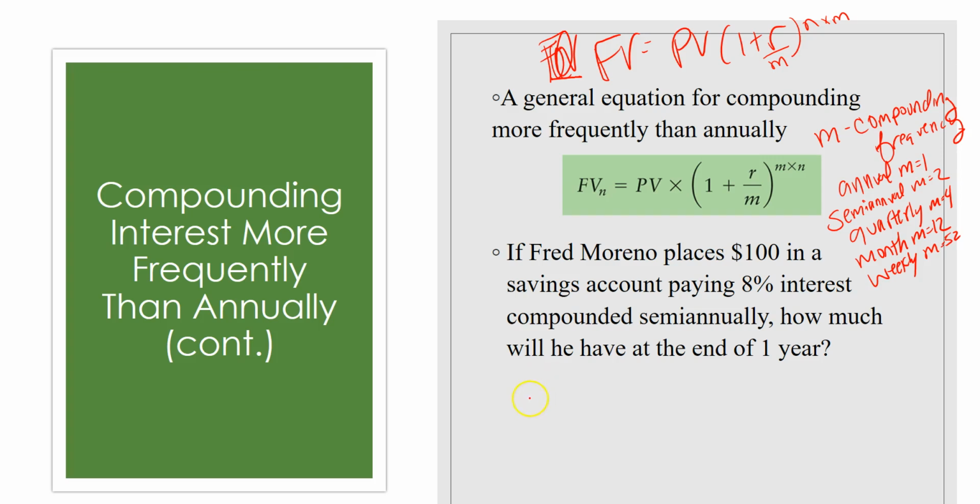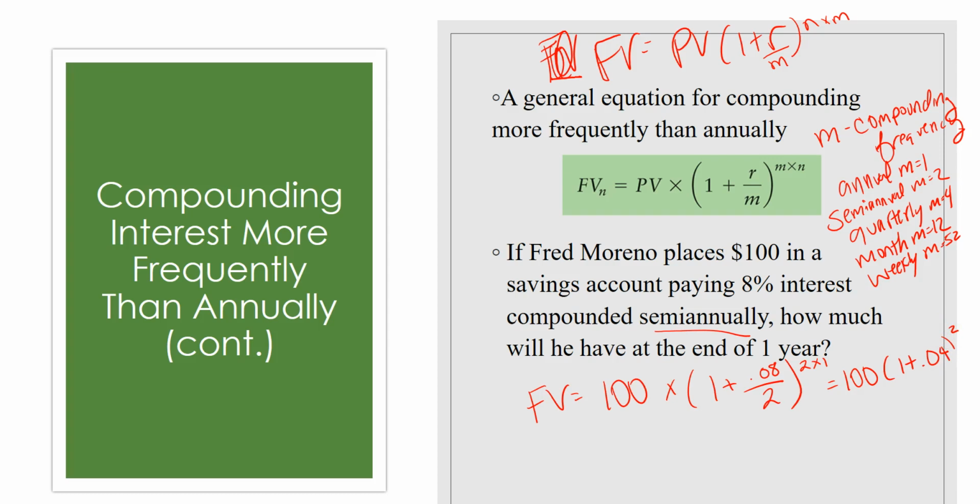So the equation would look like this. The future value would be equal to the present value, or the amount initially deposited, times 1 plus the stated rate, 8%, divided by the compounding frequency, semi-annual, so that's 2, raised to the compounding frequency times the number of years. So that is 100 times 1 plus 4% squared.